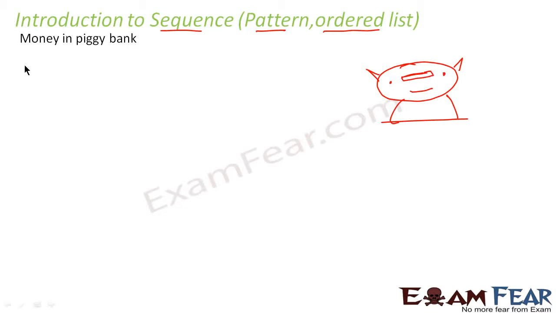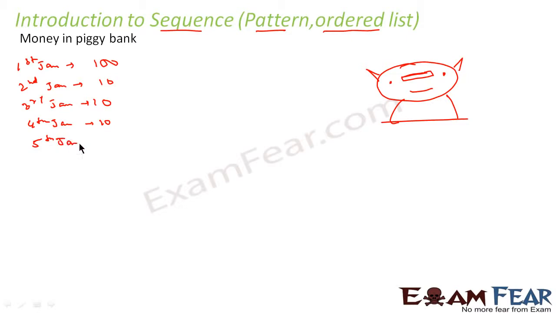Now let's suppose I'm talking about 1st of Jan. Your dad says, okay, let's start the account on 1st Jan. Since it's a new year, I'll give you 100 rupees, and every next day he'll give you 10 rupees each. For example, on 2nd Jan he gave you 10 rupees. On 3rd Jan, again 10 rupees. 4th Jan also, 10 rupees. So daily he keeps giving you 10 rupees.